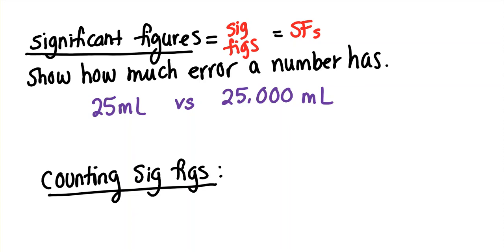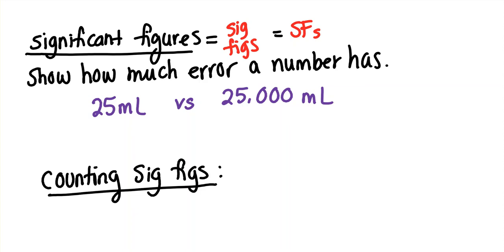Anyway, the purpose of Sig Figs is that in science, when we say numbers, we want to say not only what the value is, like 25, but we want to indicate how well that number is known, how much error that number might have. So if you have a measurement of 25 milliliters versus 25.000 milliliters, this one's much more exact, and this would take a much fancier instrument to get. So again, we show not just the value, but how much error that number might have.